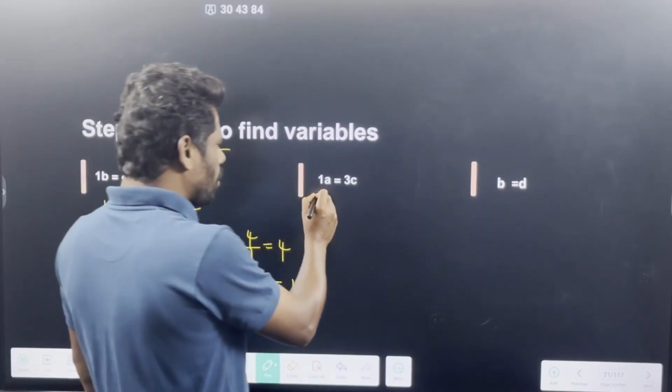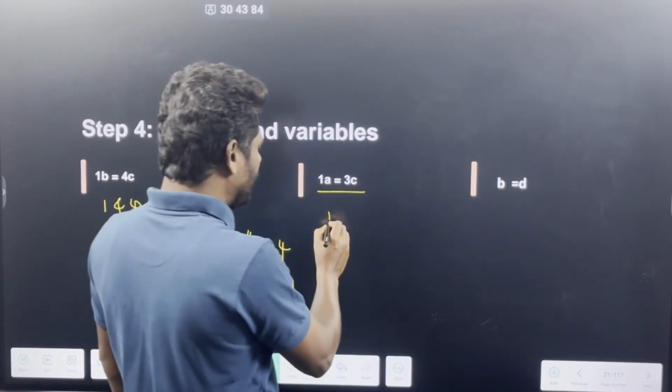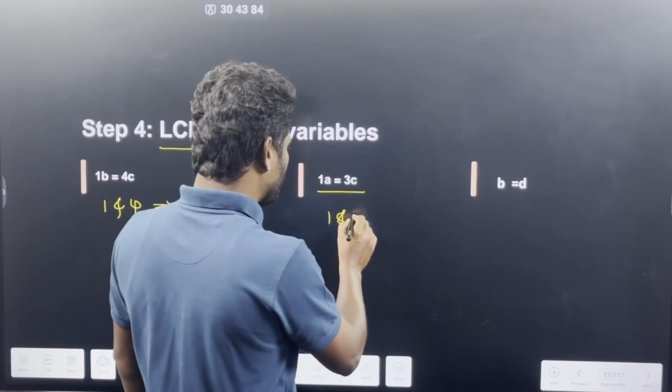From this algebraic equation, 1 and 3 are the numbers here.